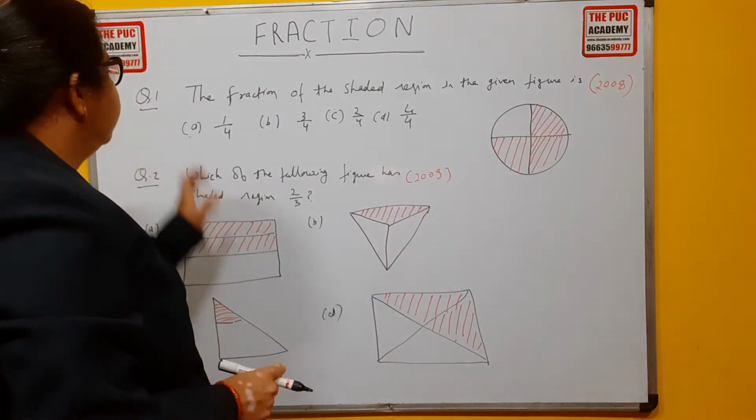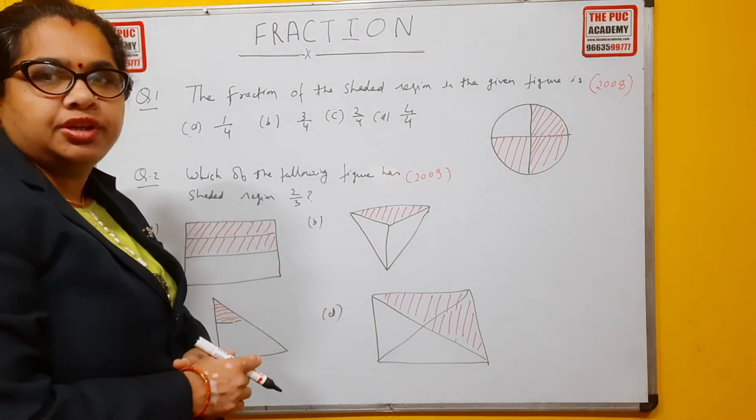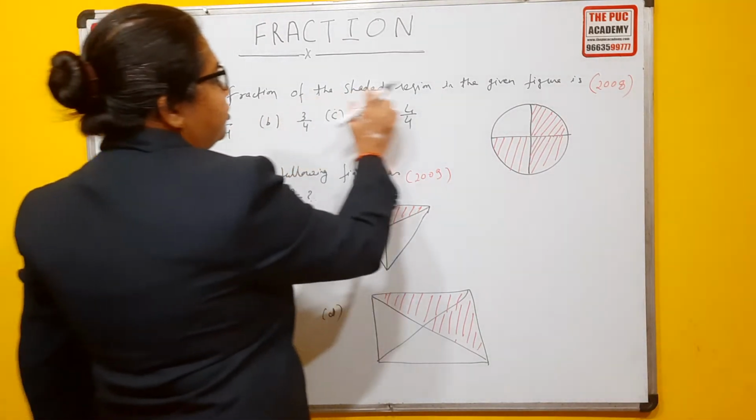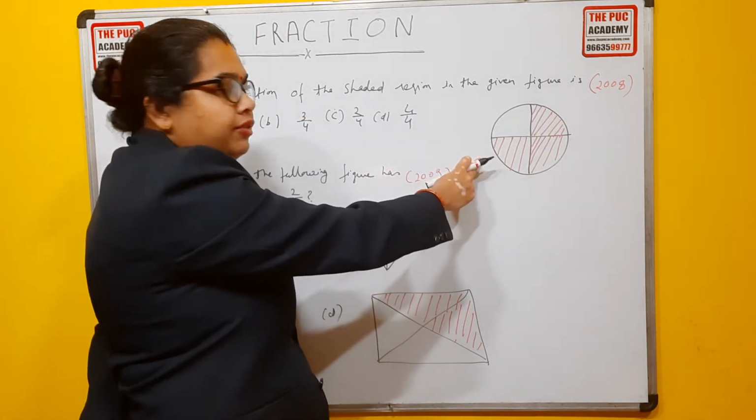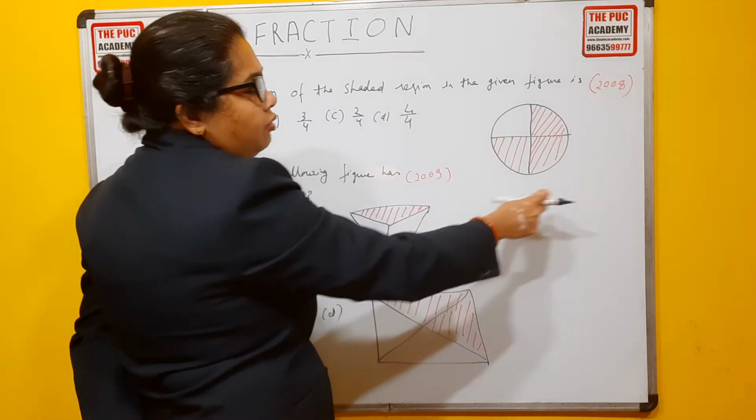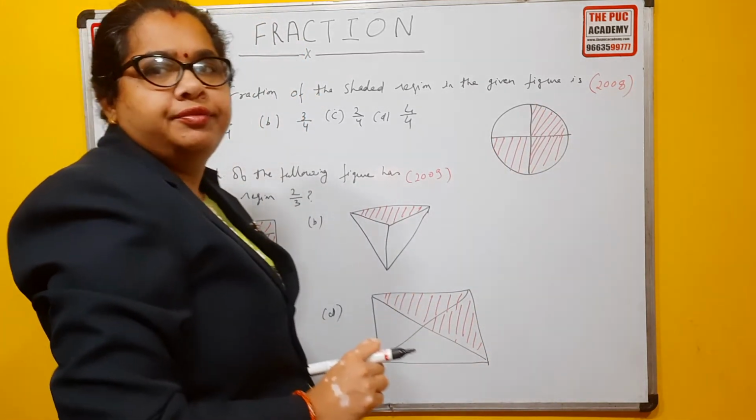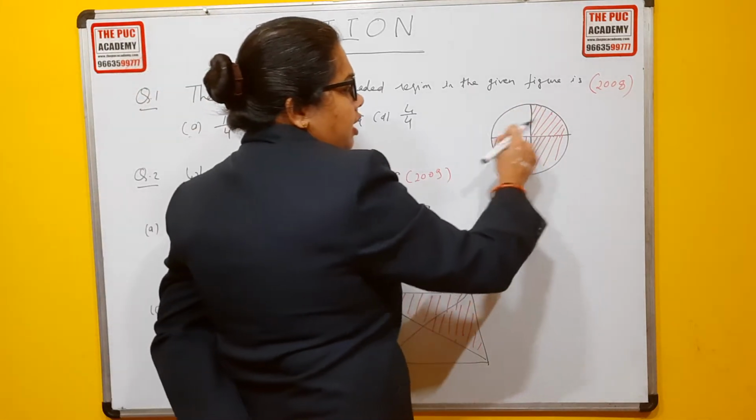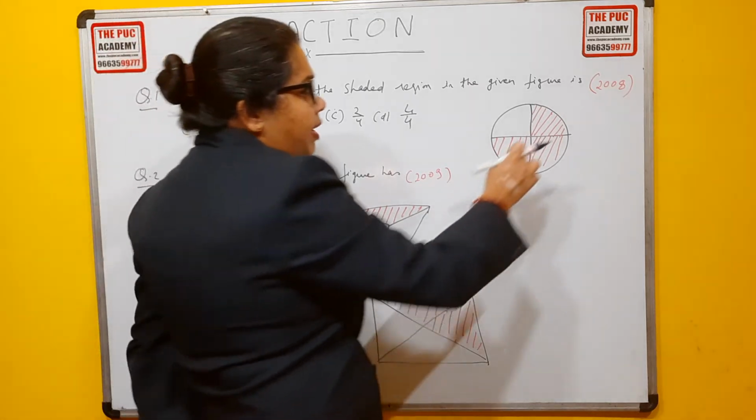So question number 1 is: the fraction of the shaded region in the given figure is. So this is the figure given for question number 1. You see children, there is one circle, and there are 4 parts in the circle which is divided by the black color line. And 3 parts are shaded.